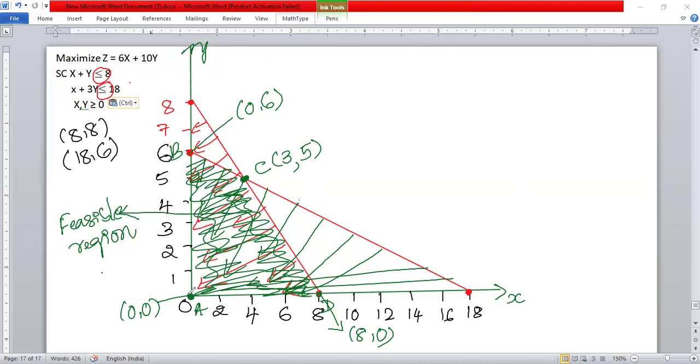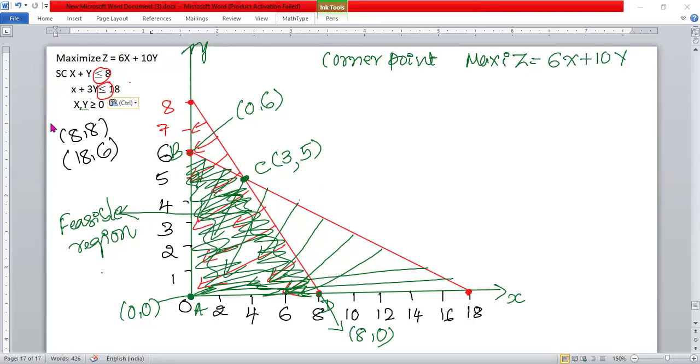A corner point is 0, 0. B corner point is 0, 6. And C corner point is 3, 5. And D corner point is 8, 0. Now the corner points. And the first one, maximize z is equal to 6x plus 10y.